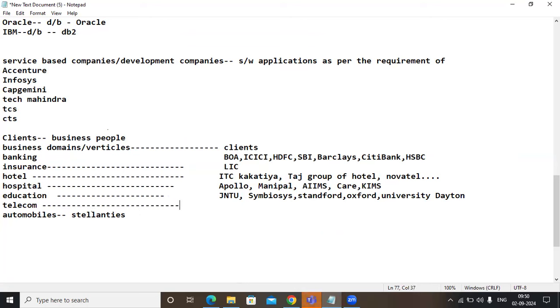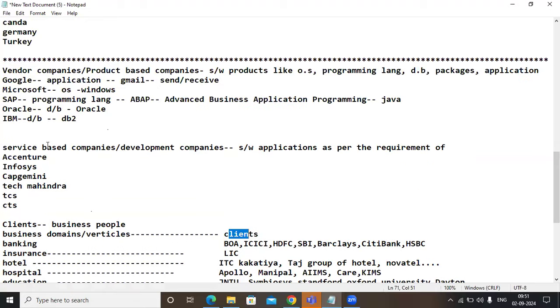And telecom: Vodafone, Jio, Vodafone Idea, Airtel, BSNL. Yes or no? Automobile, so many companies are there: BMW, Audi, Benz. These all come under what? Automobile industry. So I can say these people can be called clients, and these are the business domains.